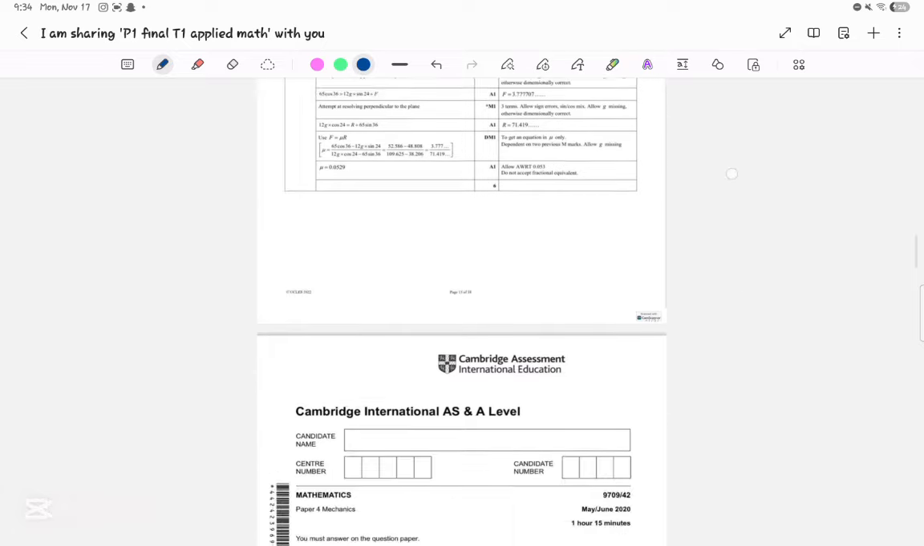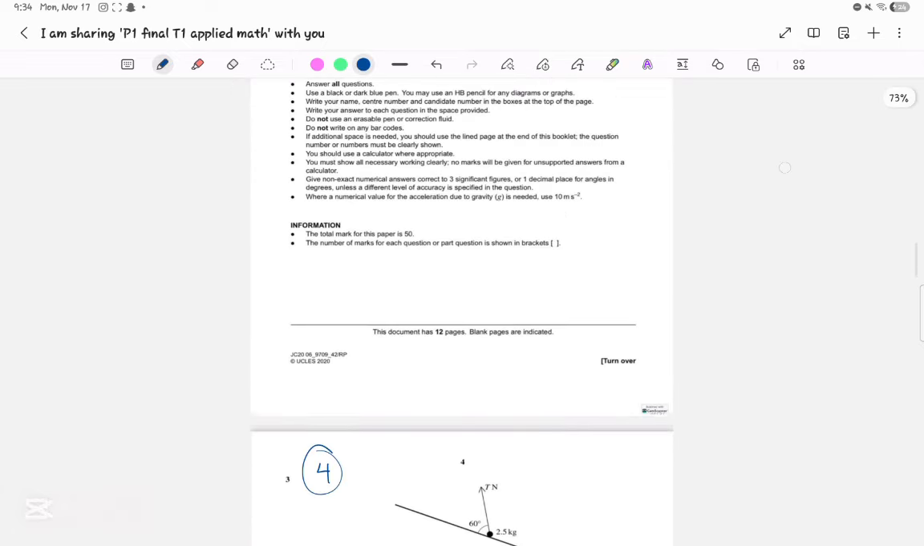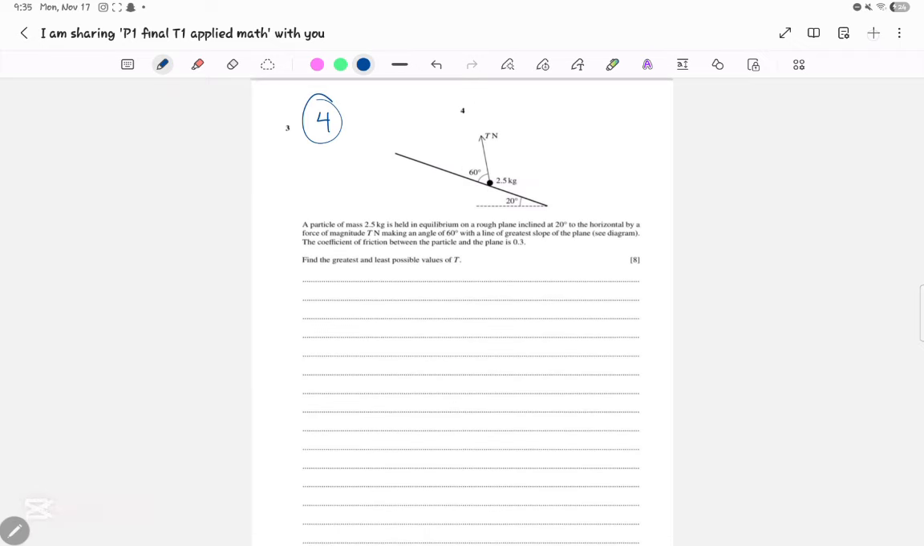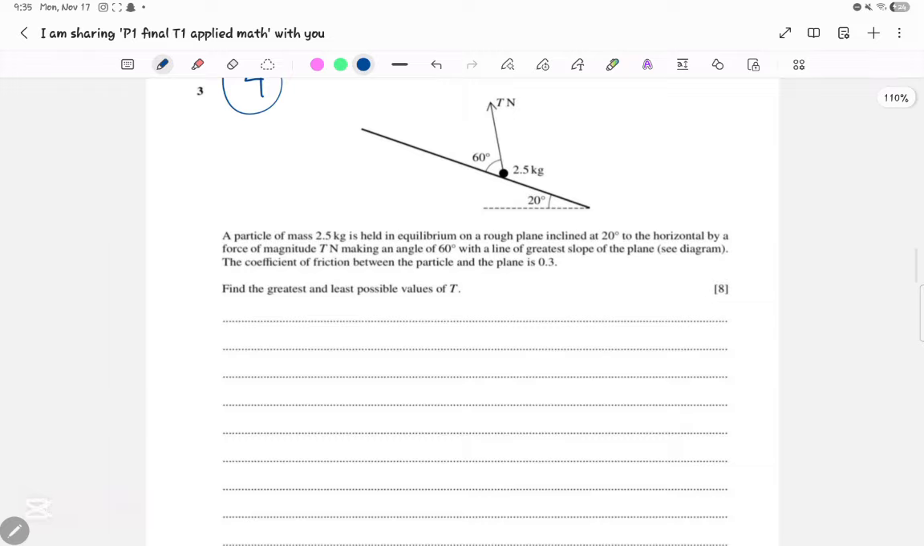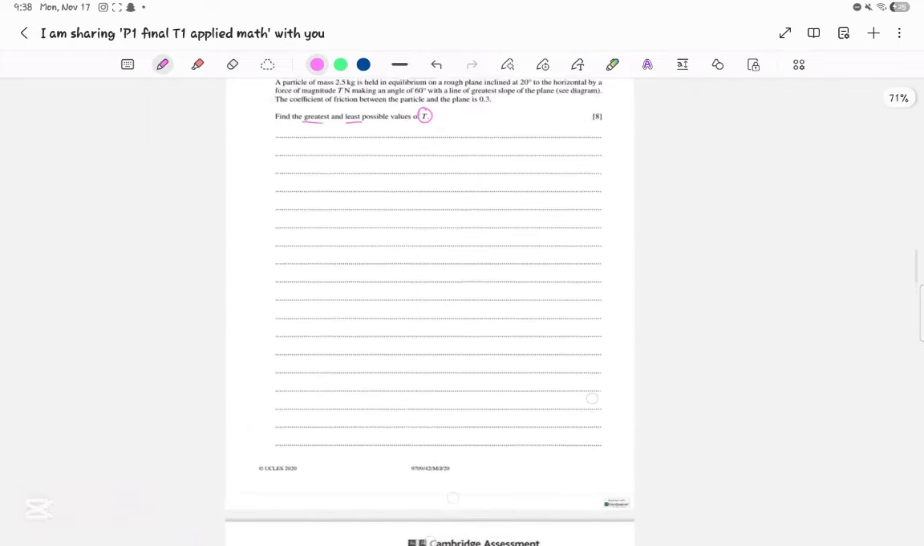We'll move on to question number 4. Here's the marking scheme. Okay, what does it say in question number 4? It says, a particle of mass 2.5 kg is held in equilibrium on a rough plane inclined at 20 degrees to the horizontal by a force of magnitude T, making an angle of 60 degrees with a line of greatest slope of the plane. The coefficient is 0.3. They said find the greatest and least possible values of the tension T. Okay, so the person who did this put the wrong marking scheme. That's fine. I found the marking scheme online.